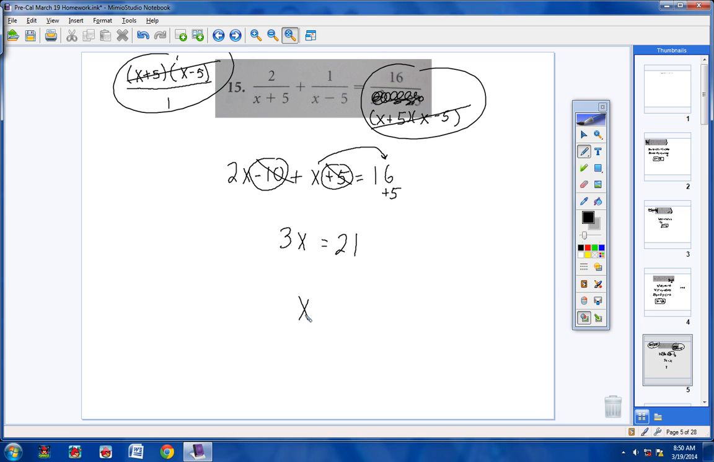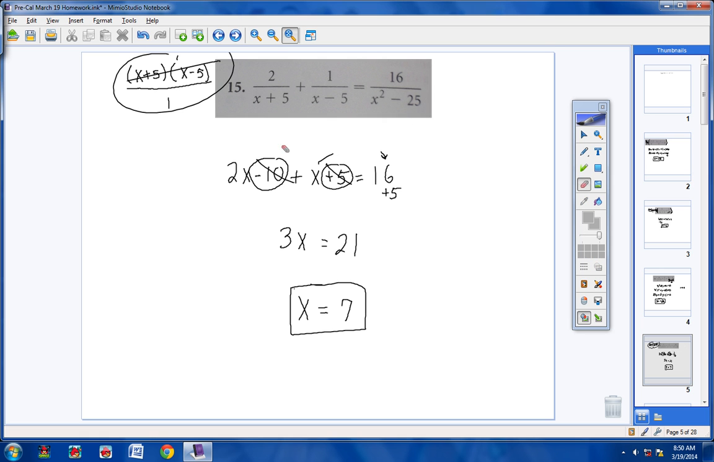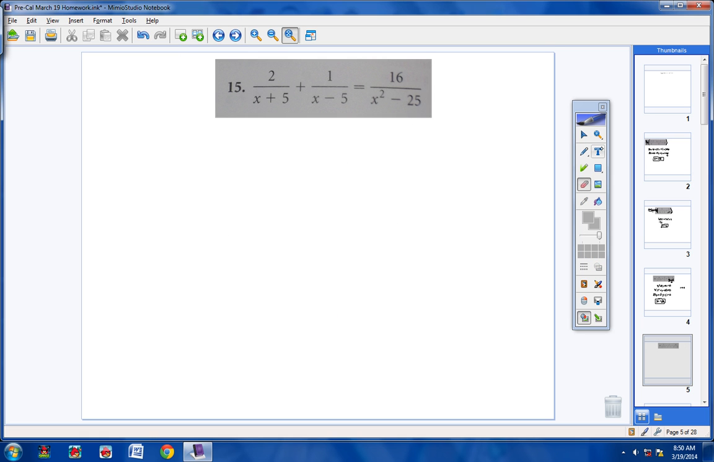Now we're going to divide both sides by 3. x equals 7. Don't forget, when you're solving rational equations, you always want to check for extraneous solutions. If you substitute 7 into this equation, it will work. I'm going to go ahead and do one for you. I never do that, so I'm going to go ahead and put a 7 in and show you this works.